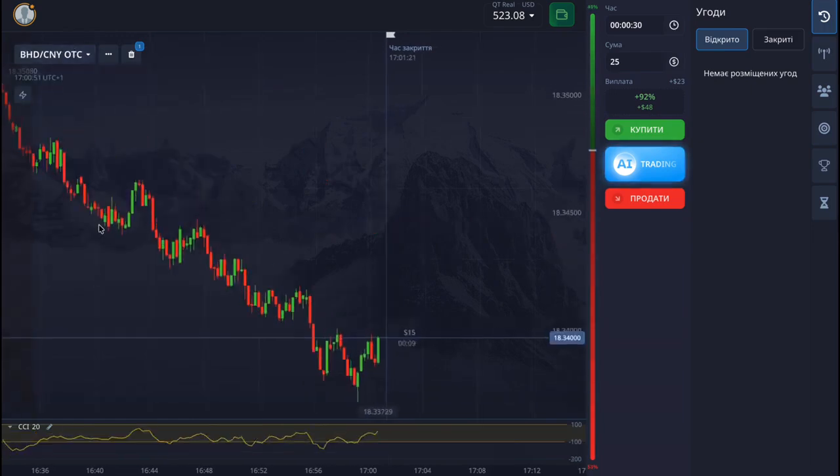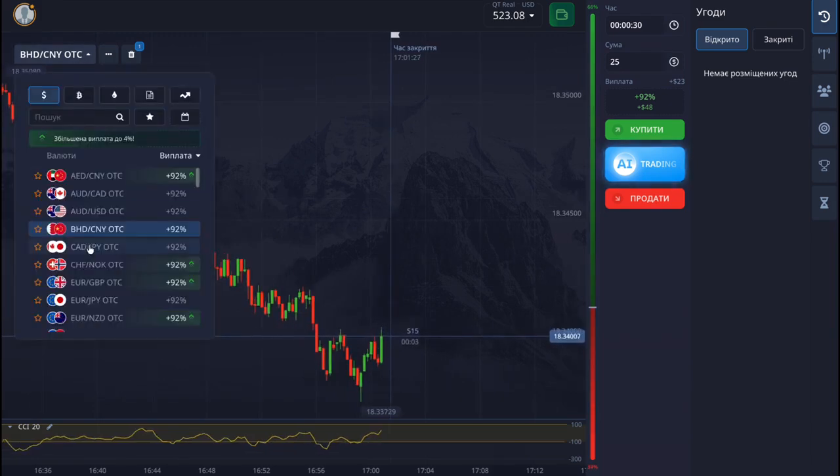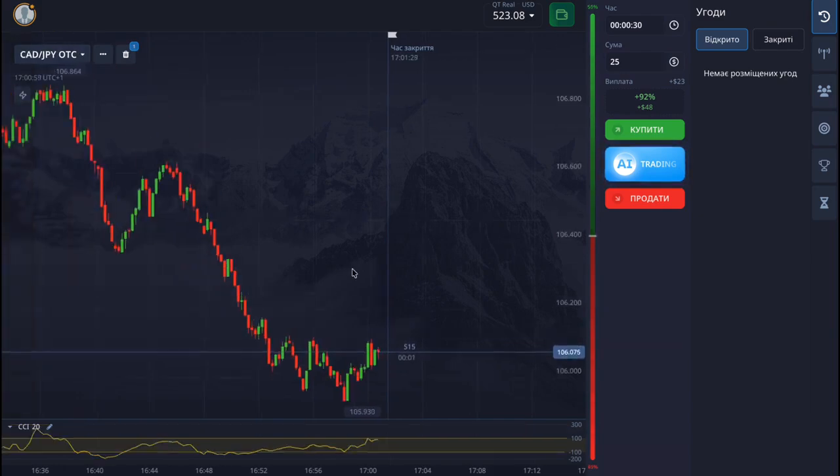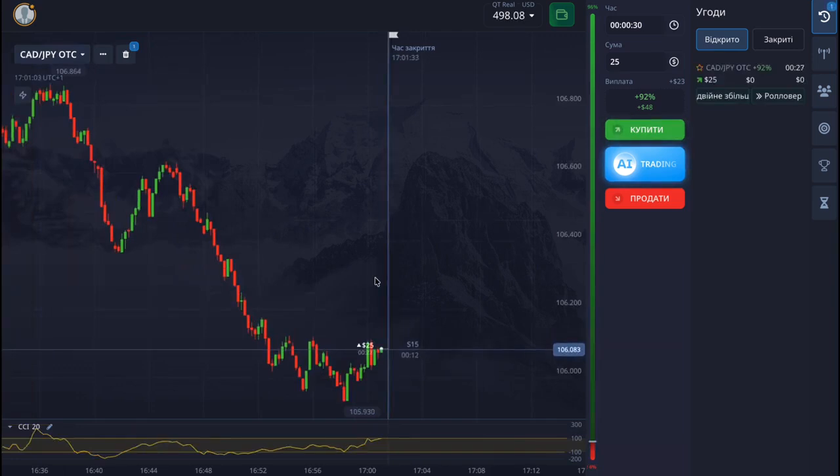The most important thing is not to rush, because we are trading short-term trades. The time frame is short-term, the expiration time is also 30 seconds, which is very little, friends. If you rush, it won't work out. Going for an increase, friends, CAD JPY OTC took 30 seconds for an increase and took $25. We're waiting for the closing. Let's get this win. So why did I enter, friends?